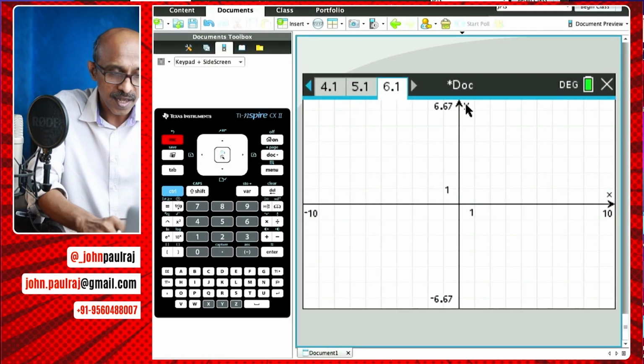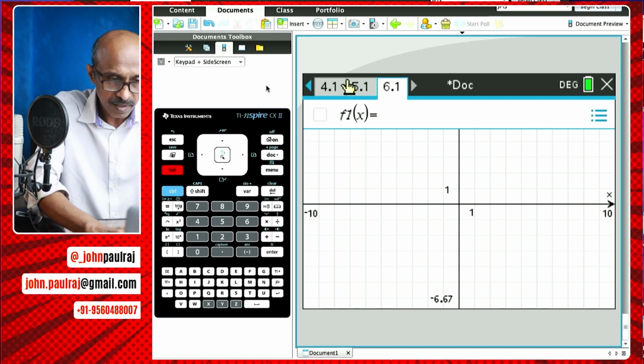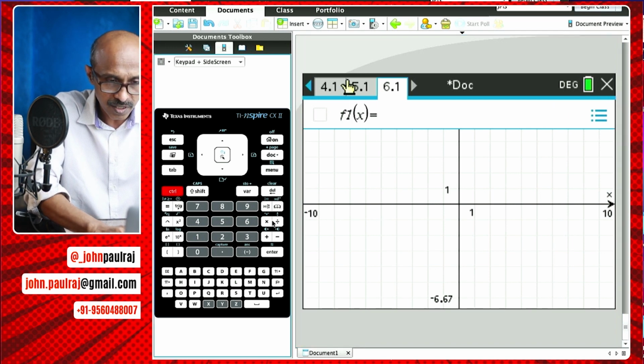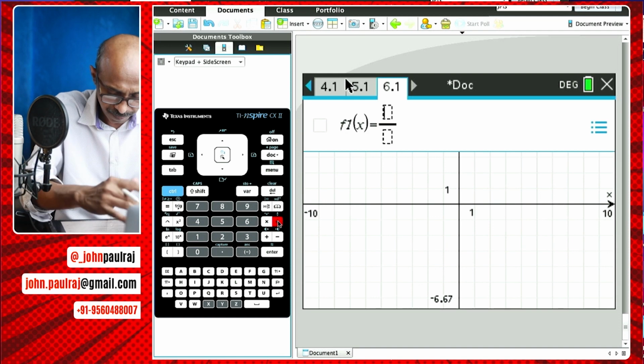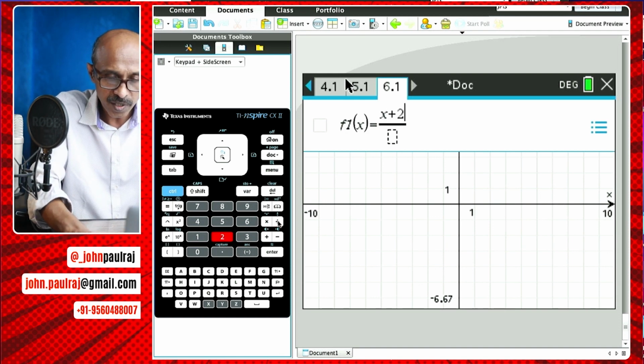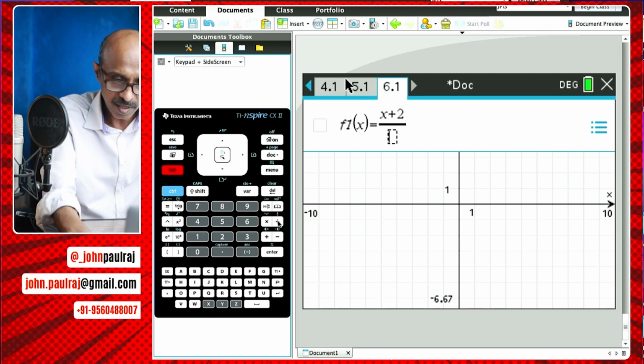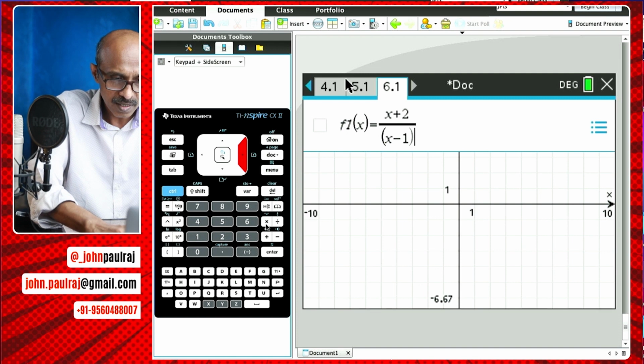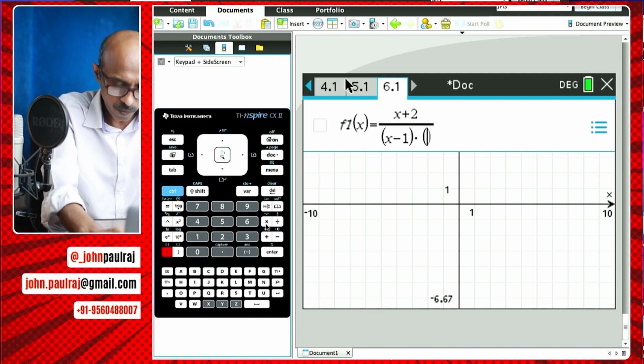So let's go there and hit tab to get the entry line. Control and this division sign to give you the template for rational function. In the numerator, x plus 2. In the denominator, hit tab so that you can come down there. Put a bracket. You got x minus 1 and times x minus 4.